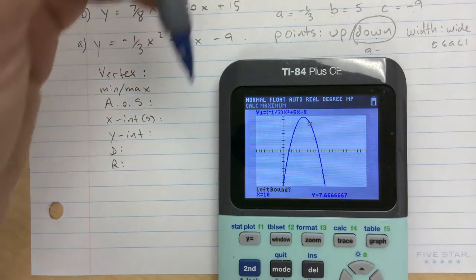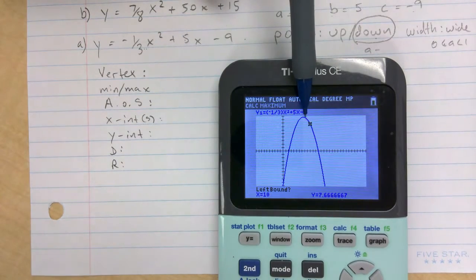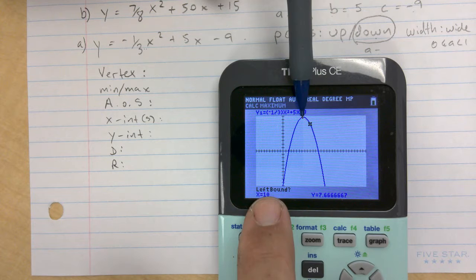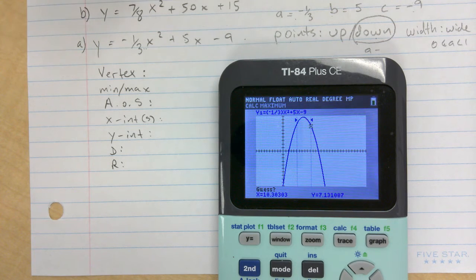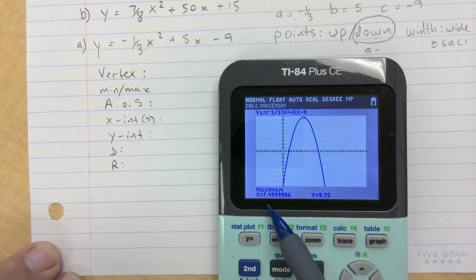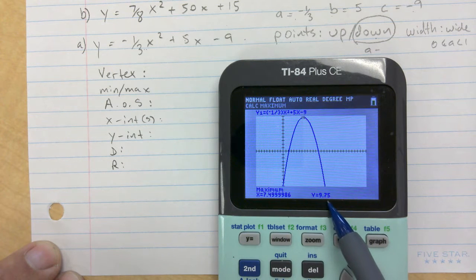And now again, I'm going to use my pencil here. Focus is on that vertex, and the calculator is saying left boundary. So go left past the vertex till it starts going down a bit. You're now selecting a point to the left. So hit enter. Then it's asking you to find a point to the right. So we go over to the right, hit enter, and whenever it says guess, we always hit enter. It's basically just asking you, should I start? The computer will start finding, and there's that vertex, which is 7.50 and 9.75.